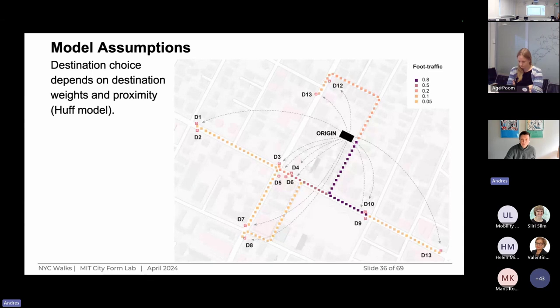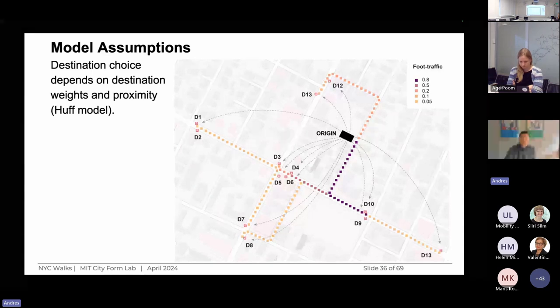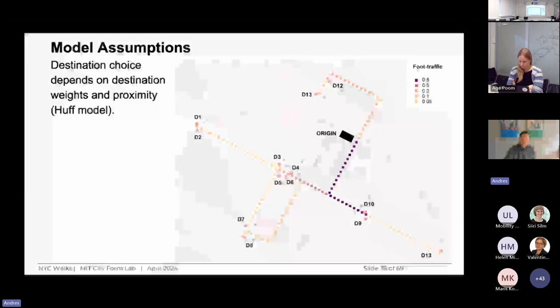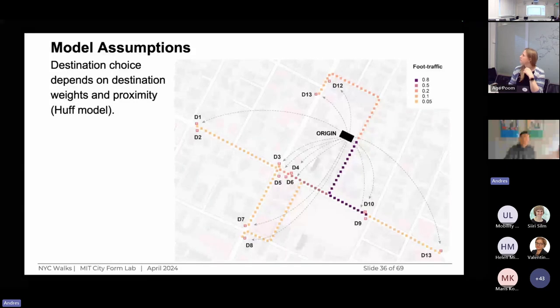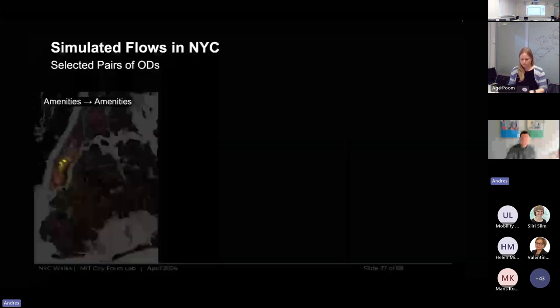What we do is the Huff model basically measures the gravity accessibility of each of these destinations and then finds the probability of each specific destination as the ratio of that destination's probability divided by all destinations' probabilities that are within a given walking range. So in other words, closer destinations and again more attractive destinations obtain higher probabilities.